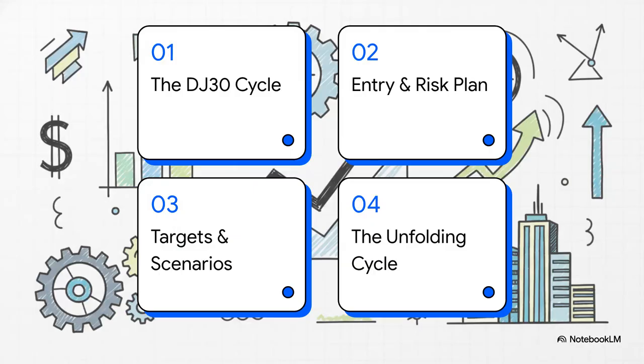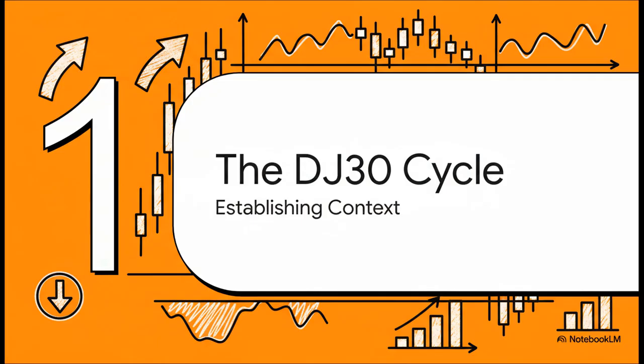So here's what we've got on tap. First, we'll look at the specific DJ30 cycle that the model identified. Then, we'll get into the nuts and bolts of phase one, the entry, the risk plan, and the potential targets. And to finish up, we'll map out how the rest of the cycle is documented to unfold from here. All right, let's set the stage. The whole reason we're here is that the model has identified a specific cycle for the DJ30, and that's exactly what we're going to be breaking down today.